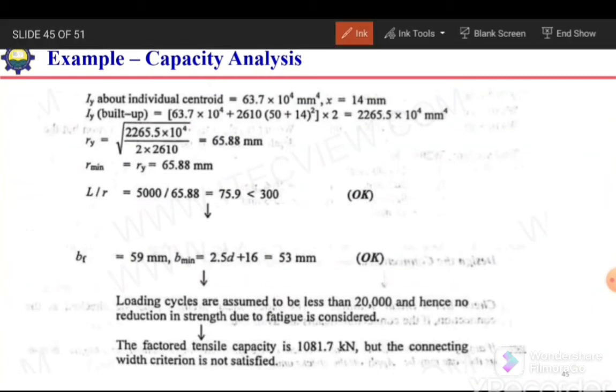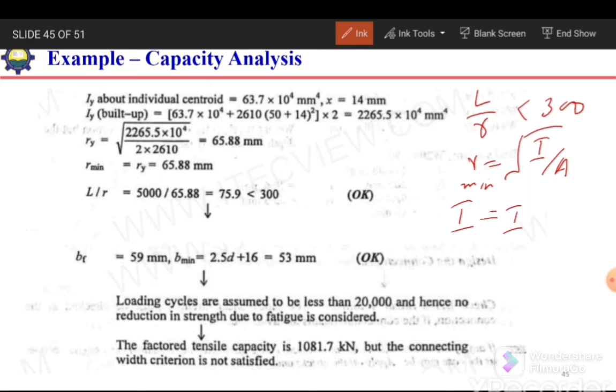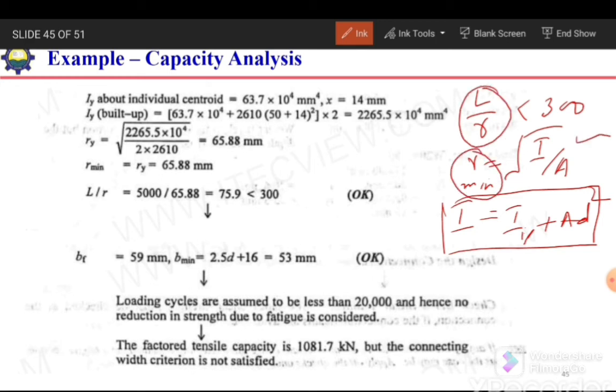To check the slenderness limit, L over r minimum should be less than 300, and r is equal to square root of I over A, and r should be minimum. For the built up section, this I is equal to I of the section in, for example, y direction plus A d square. By using this expression, the parallel axis theorem, we can find the I value, then substitute over here, we can get the radius of gyration, and then finally we can get the slenderness limit.